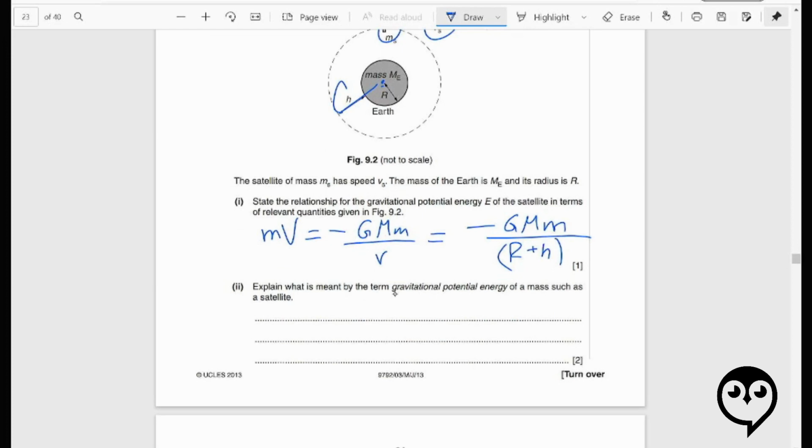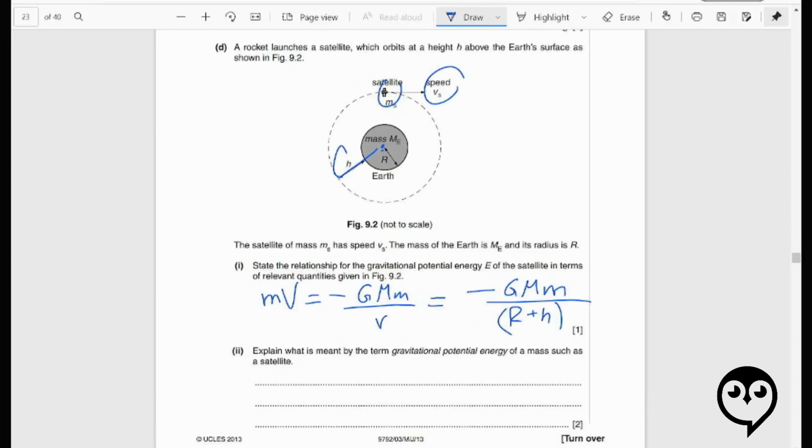What is meant by the term gravitational potential energy? Remember that the potential was the GPE per unit mass. This is just GPE. So we could say, hey, look, it's the energy required to move an object from an infinite distance up to a certain distance from that larger mass. Something along those lines, I would imagine.